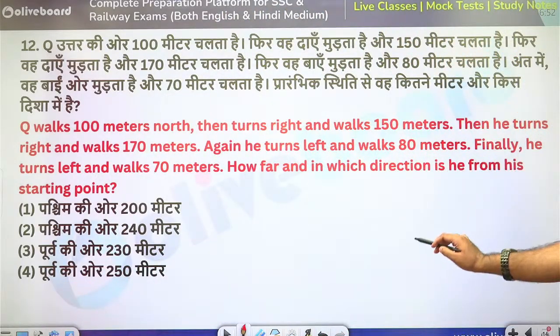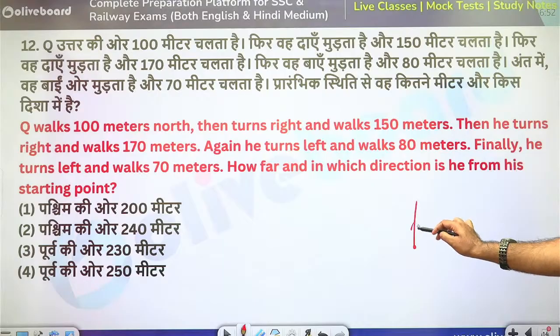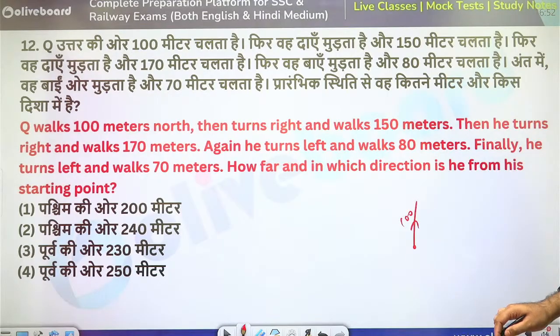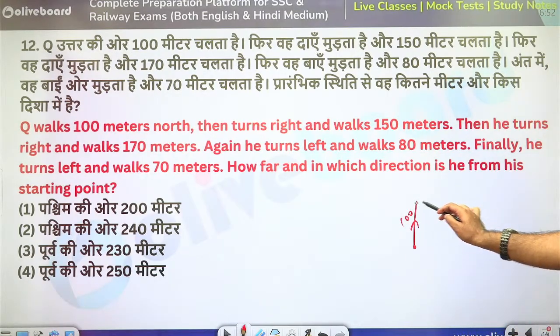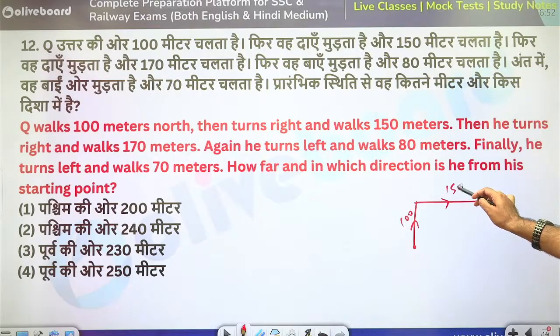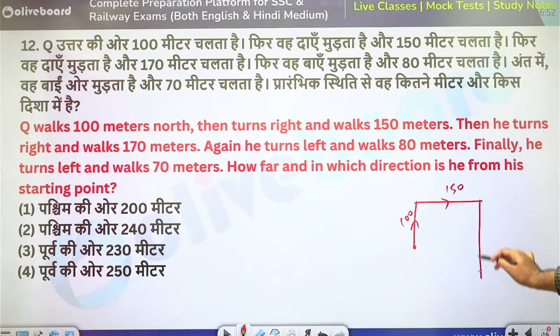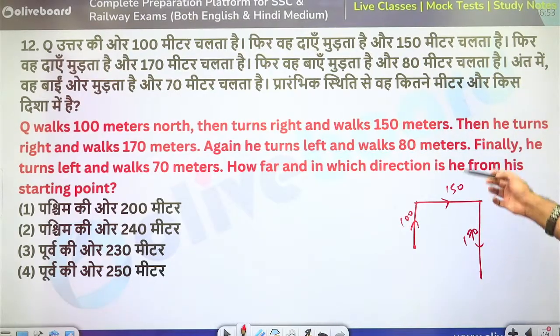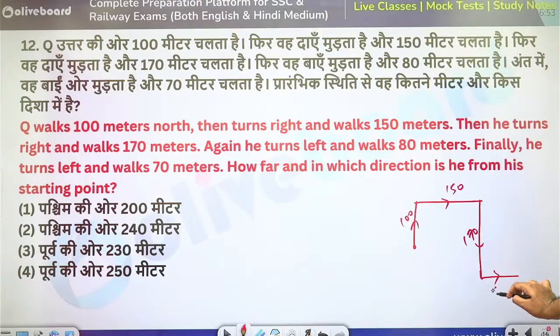Q walks 100 meters north. Turns right, walks 150 meters. Turns right, walks 170 meters, 100 plus 70. Turns left, walks 80 meters. Finally turns left and walks 70 meters. 170, 100. So he's only 70 here. He'll come back at this level. And how far, at which direction is he from his starting point? He's in the east.